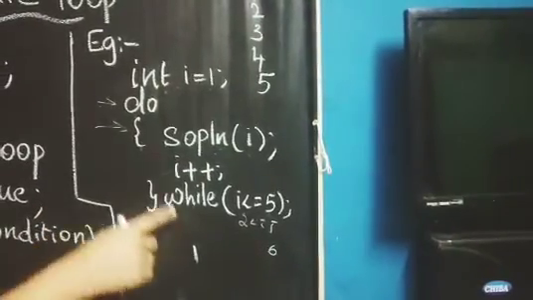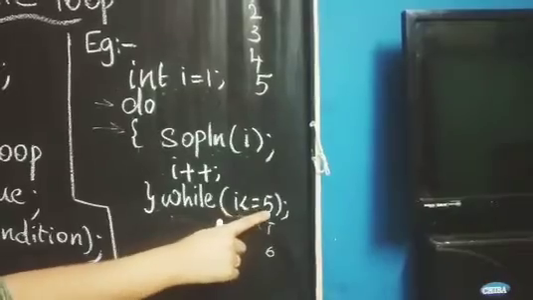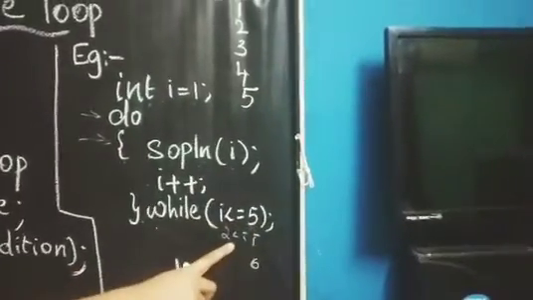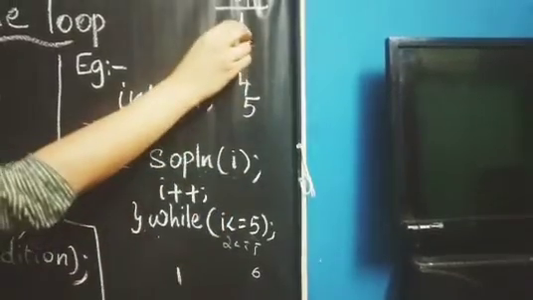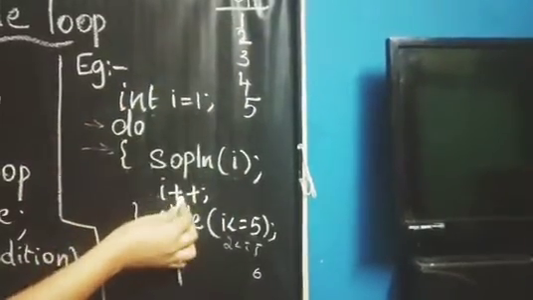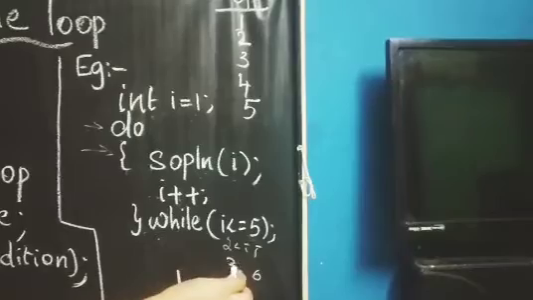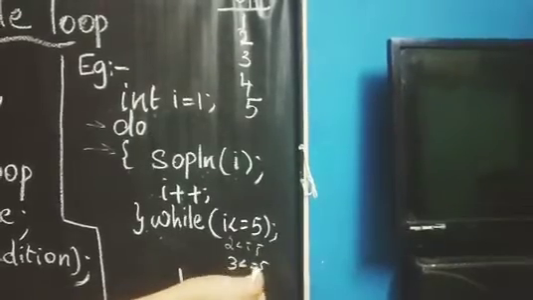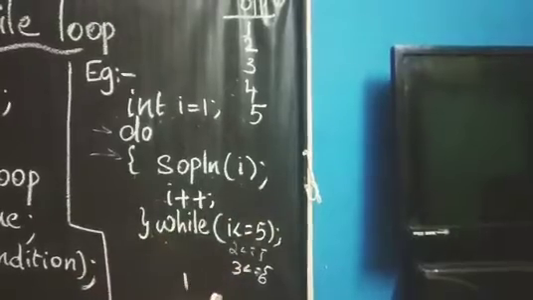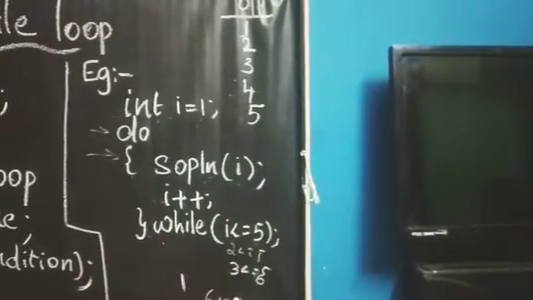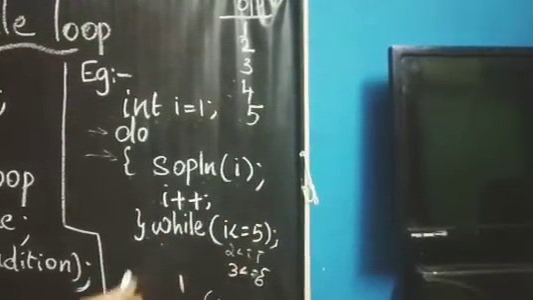So next is like 2. 2 is less than or equal to 5. The condition is true. So again SOP ln of I. So you will get output 2. Again I plus plus. It will become 3. So 3 is less than or equal to 5. Condition is true. Again 3, 4, 5. So when it comes 6, 6 is less than or equal to 5. Condition is false. So the loop stops.